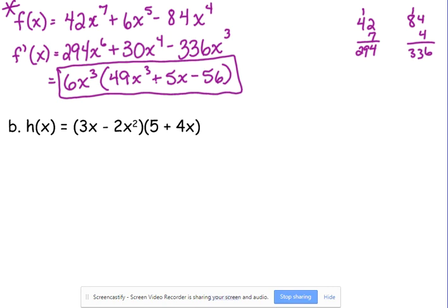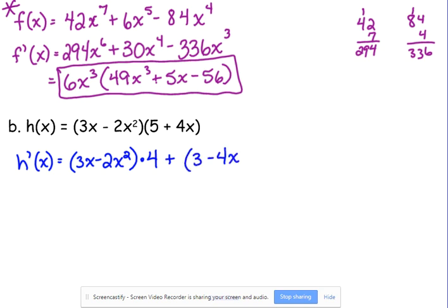3x minus 2x squared times 5 plus 4x. Sure, we could go through, we could FOIL that. These numbers are a little bit smaller than the last one. We could FOIL it out and then we could just apply the power rule. But let's get some practice with using the product rule. Okay, this time I'm going to switch it up. I'm going to do the first times the derivative of the second. So the derivative of the second, derivative of 5 is 0, derivative of 4x is 4. Plus the derivative of the first, 3 minus 4x times the second.